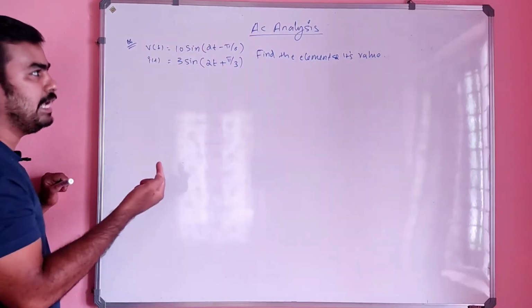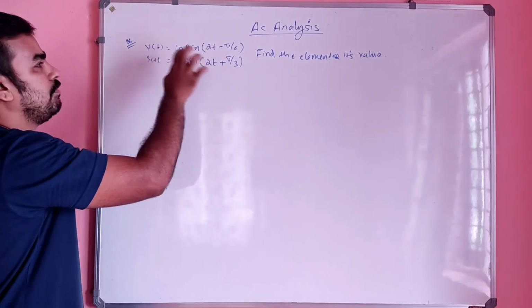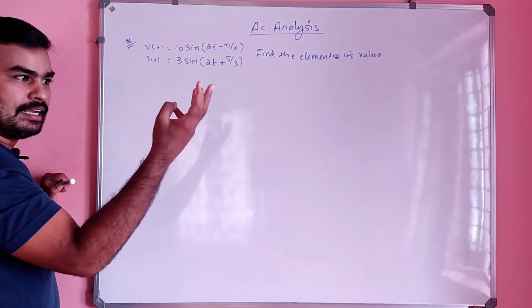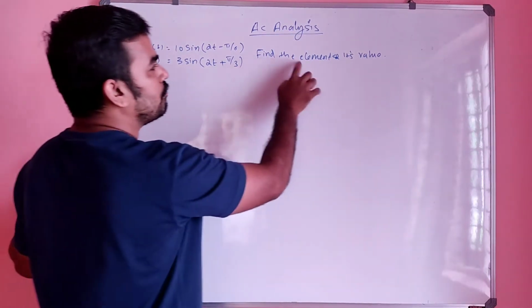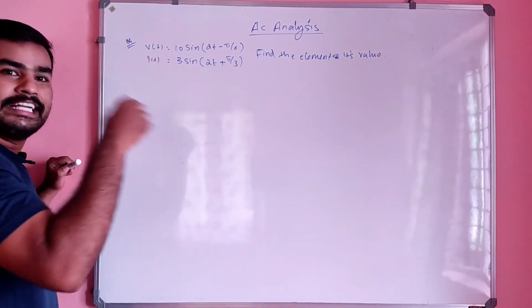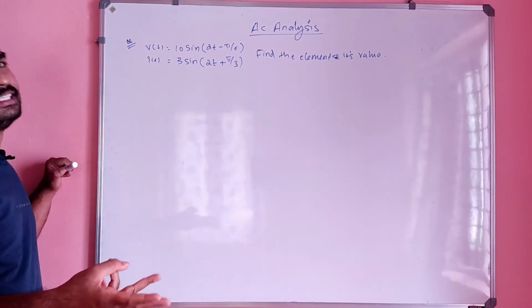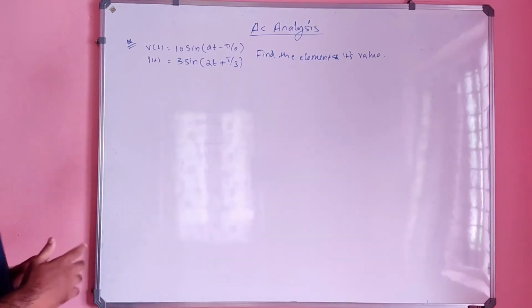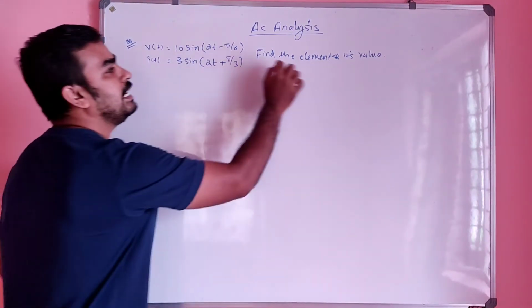So we have to calculate that element through which the current is flowing, whether it is a resistor, inductor or capacitor. That is the meaning of find the element and its value. Whether it is an inductor, find its value. Whether it is a capacitor, find its value. Whether it is a resistor, find its value. That's all. So our first aim is to find the element.